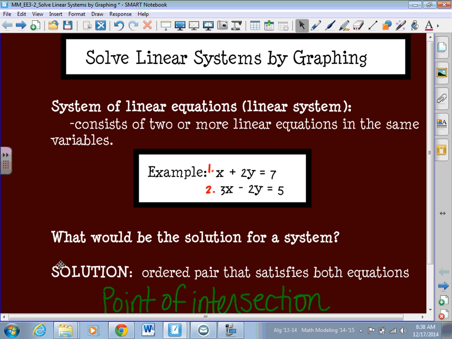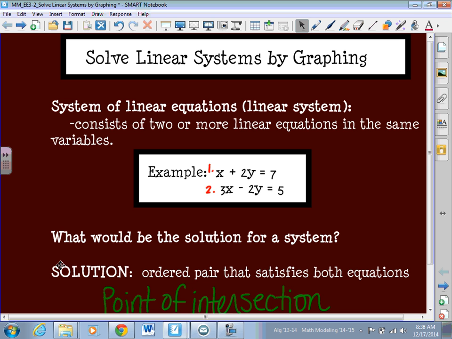In the middle here we have example 1: equation 1 is x plus 2y equals 7, and equation 2 is 3x minus 2y equals 5. If we're thinking about what would be a solution for a system, we know the solutions for one equation are all of the points that fall on that line when we graph it. Every point on the line is a solution. But what about two lines? What would their solution be?